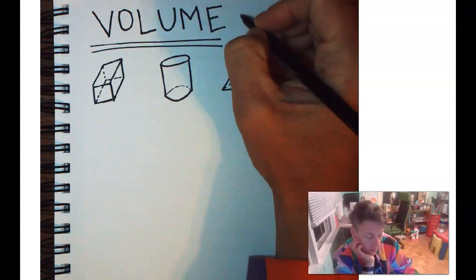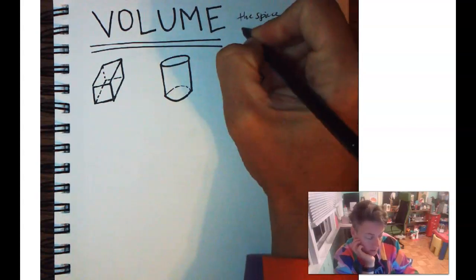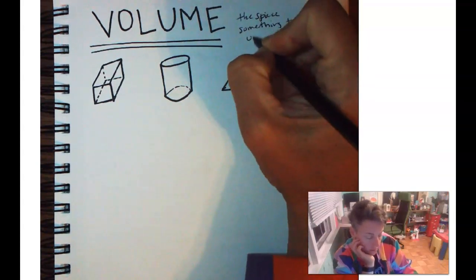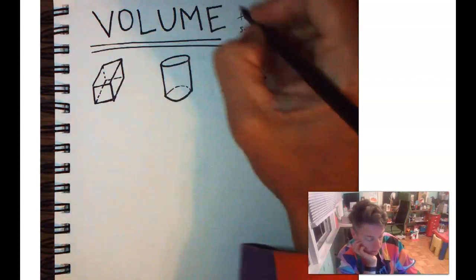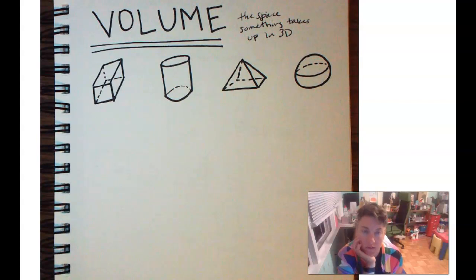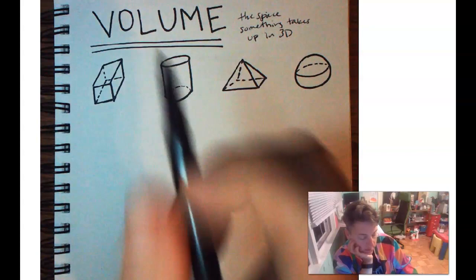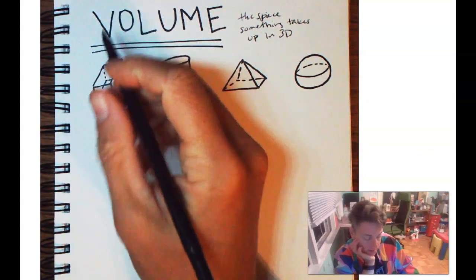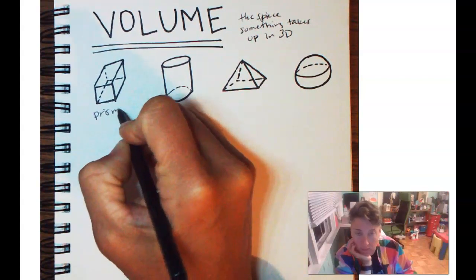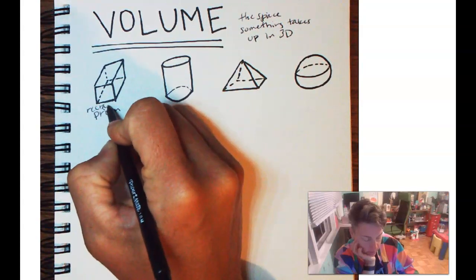Volume being the space something takes up in 3 dimensions, right? We'll be talking about the volume of these 4 different figures. We'll start off with this old dude, the prism, the rectangular prism.